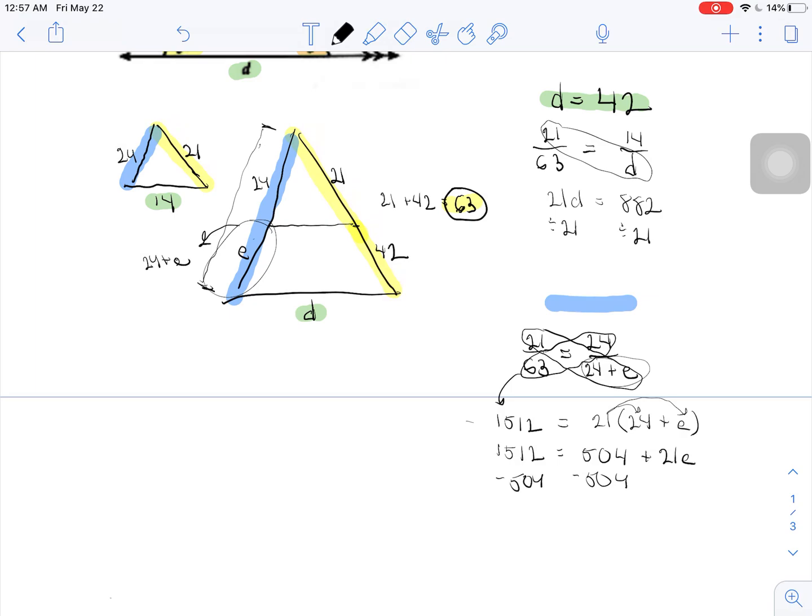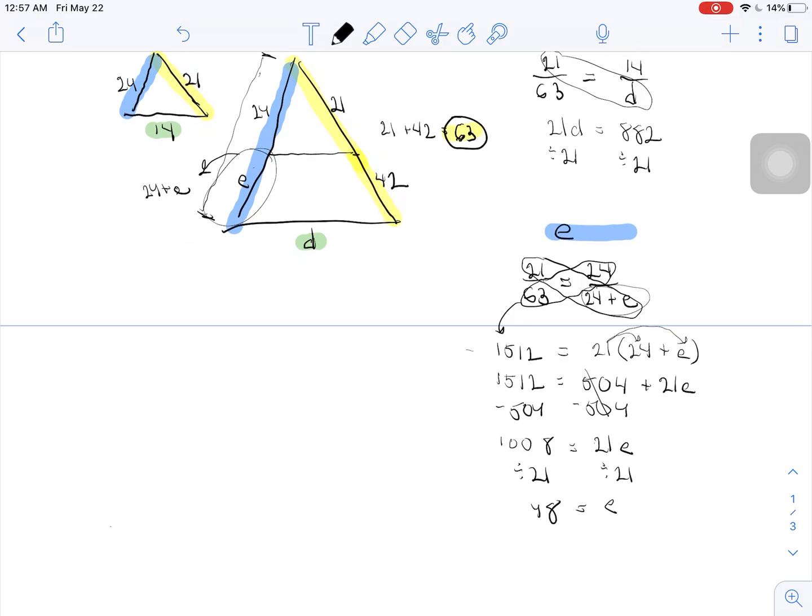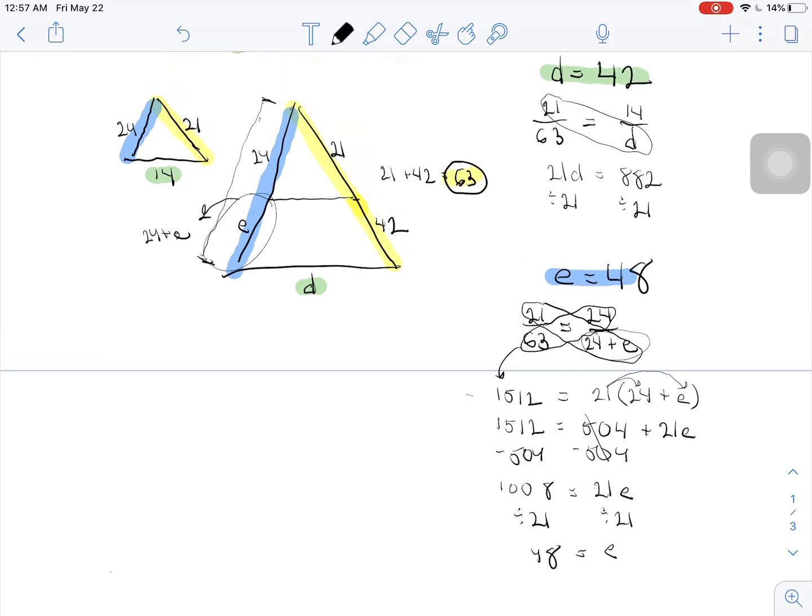So 504 minus 1,512 gives us negative 1,008. That cancels. We still have the 21e, and then divide by 21. And we get e equal to 48. So there's your answer. So that's what I was saying about how you have to be careful, because right here, that's not just going to be e if e is only part of your side length.